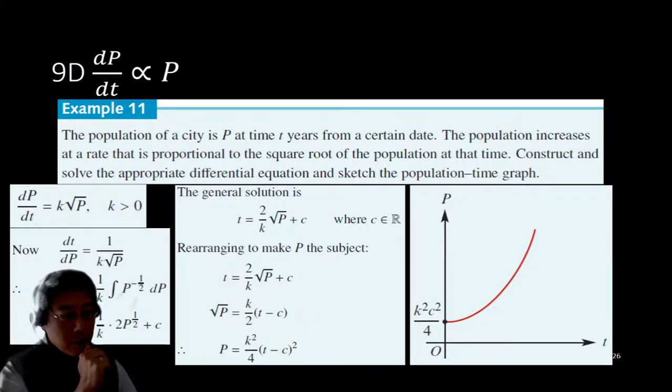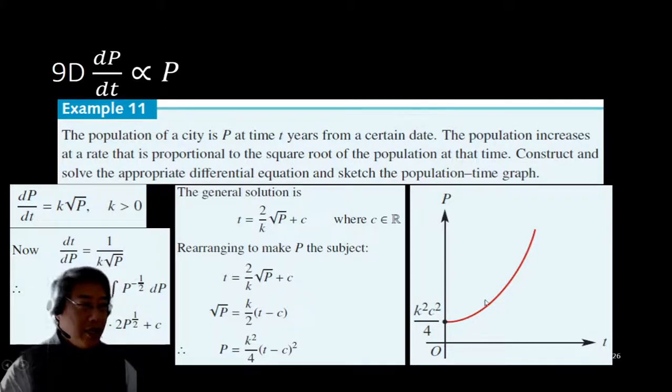Okay. Now c, I was tempted to place c as the turning point, but c is a real number, so it can be positive or negative. So the turning point can be anywhere, either on the left hand side or the right hand side. So it doesn't really matter. You don't have enough information to add anything else to the sketch.